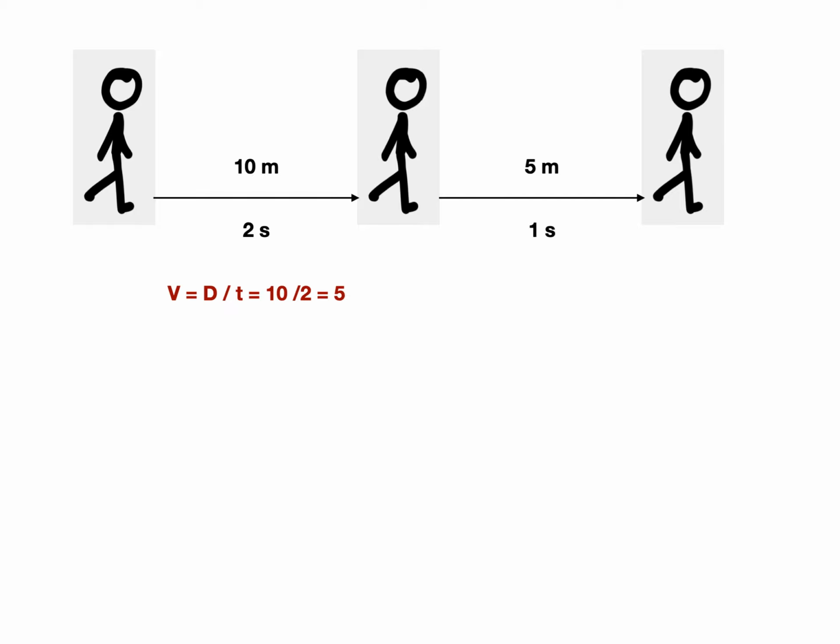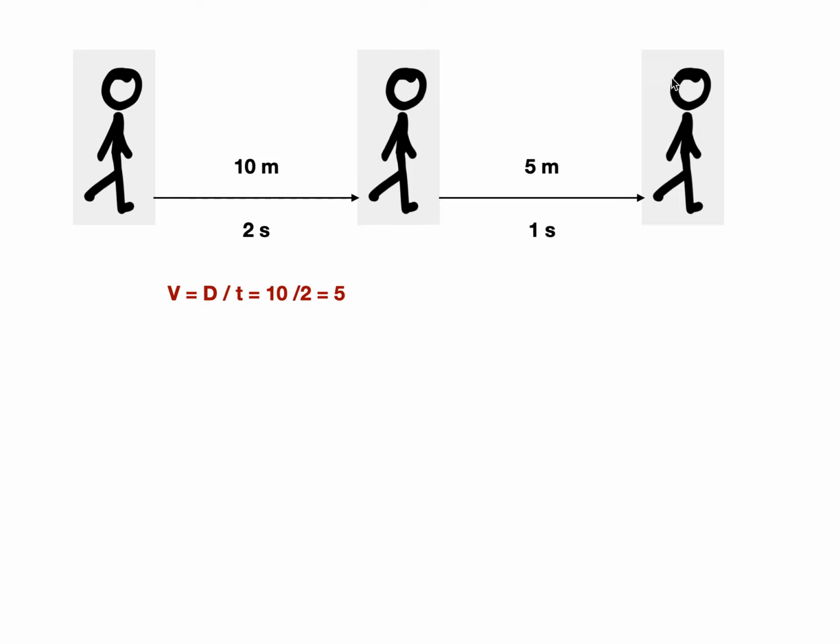We know velocity equals displacement divided by time, right? So from here to here, this guy covered 10 meters in 2 seconds. So the displacement will be 10 meters, time will be 2 seconds. 10 divided by 2 will be 5 meters per second. That's his walking speed from here to here.